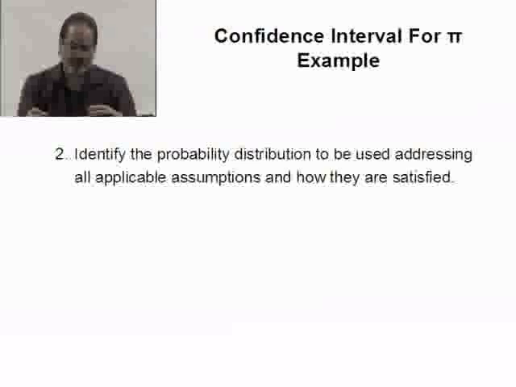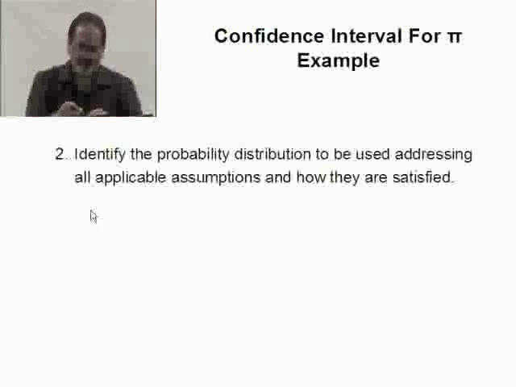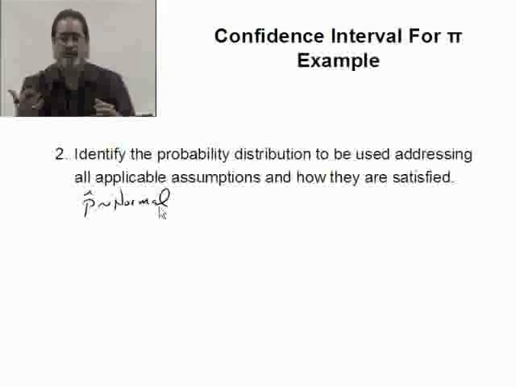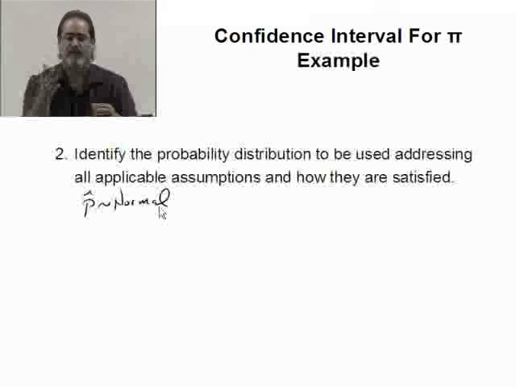Okay, identify the probability distribution to be used, addressing all applicable assumptions and how they are satisfied. Well, if we're going to do a confidence interval for pi, then right away I know that what I want is p hat to be distributed normal. I need that normal distribution. Why? Because when we look at the confidence interval, z is right smack in the middle of that calculation. Z is a standard normal. If you're going to use a normal distribution somewhere in a calculation, you've got to justify why.